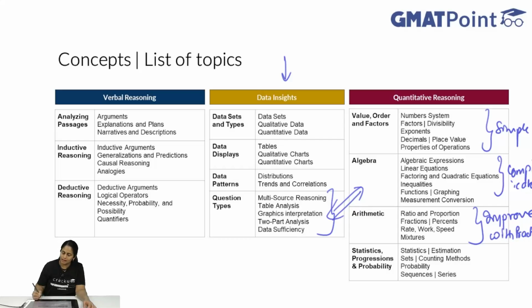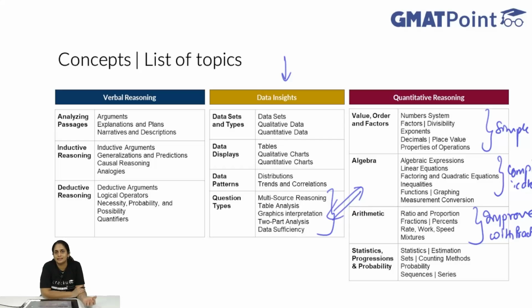Now consider the last one, which is statistics, progressions and probability. Statistics is basically finding mean, median, mode. If you add elements to a set, how does it affect the mean? How does it affect the median? How does it affect the mode? Estimation of the mean, median, mode, standard deviation.